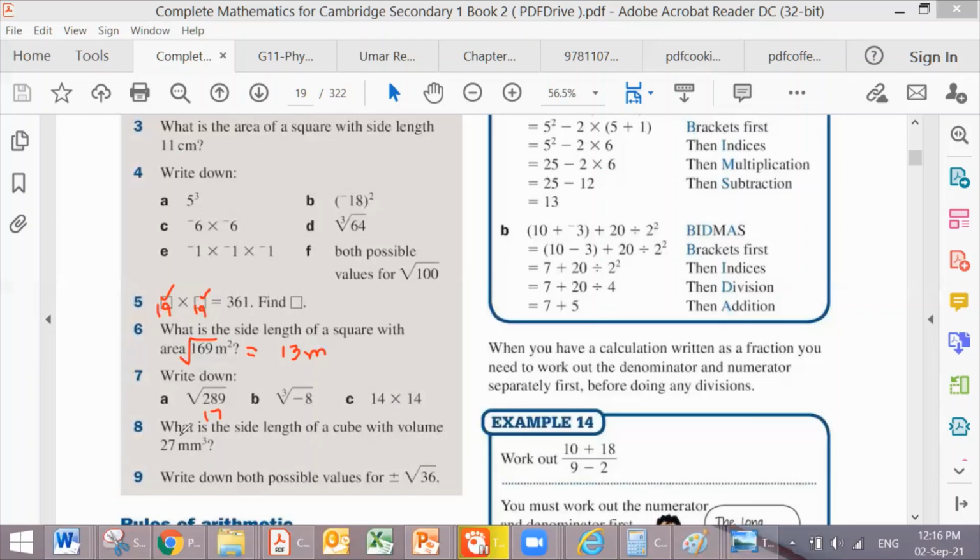And question number 8 is, what is the side length of a cube with volume 27 millimeter cube? Very good, Ahmad Ashraf. And write mm in small letters, because you can see that the given value is also in small letters. You need to write your units also in small letters.